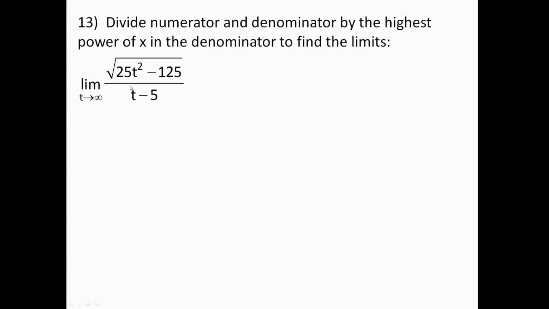Okay, so to evaluate this limit, again, we're dividing the numerator and denominator by the highest power of t in the denominator, and you can see the largest power of t is t to the 1. So what we need to do is a fairly good amount of algebra here. This expression we're going to divide, or equivalently multiply by 1 over t over itself. That's equivalent to dividing the numerator and denominator by t.